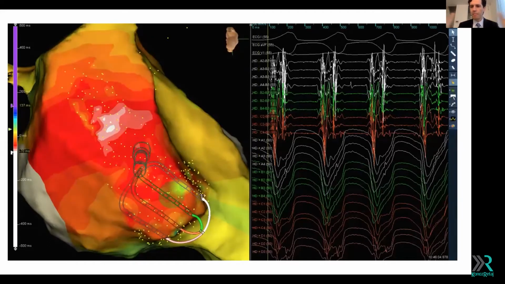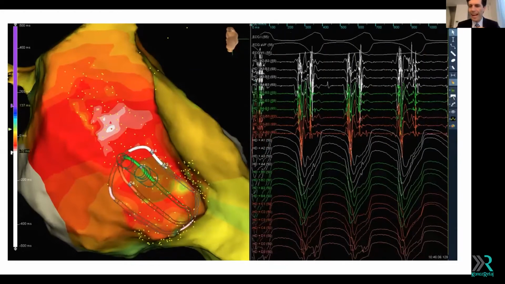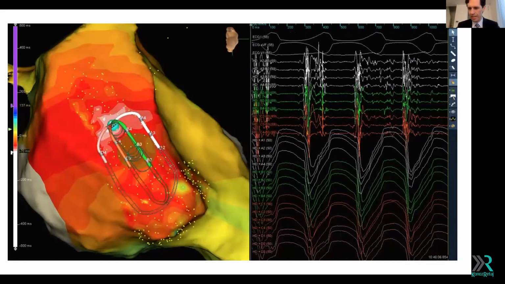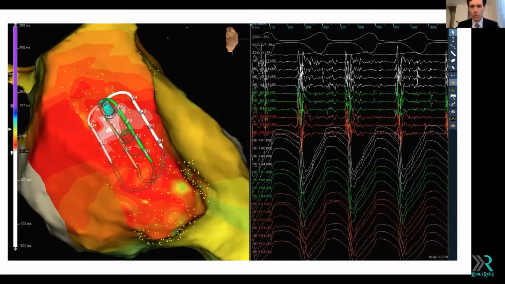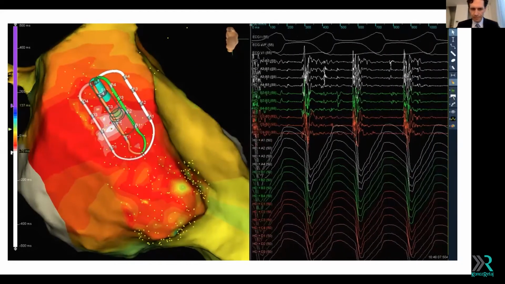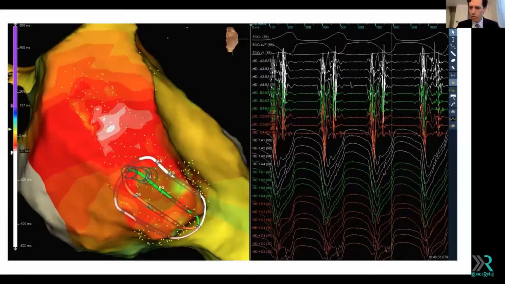And what is the important thing of this tracing is that we were able to map the ventricular tachycardia during the tachycardia with a high density grid. And you will see the quality of these tracings. Also, of course, we do entrained mapping, but I would like only to show you the activation during the ventricular tachycardia.